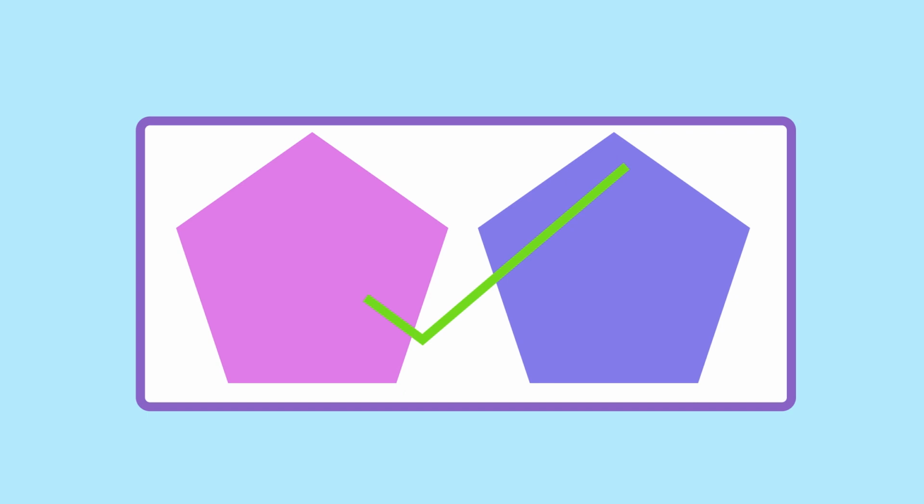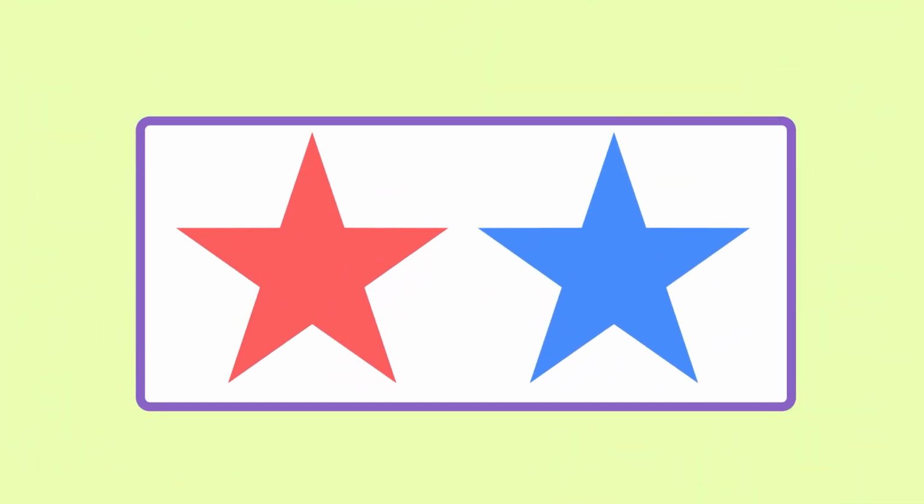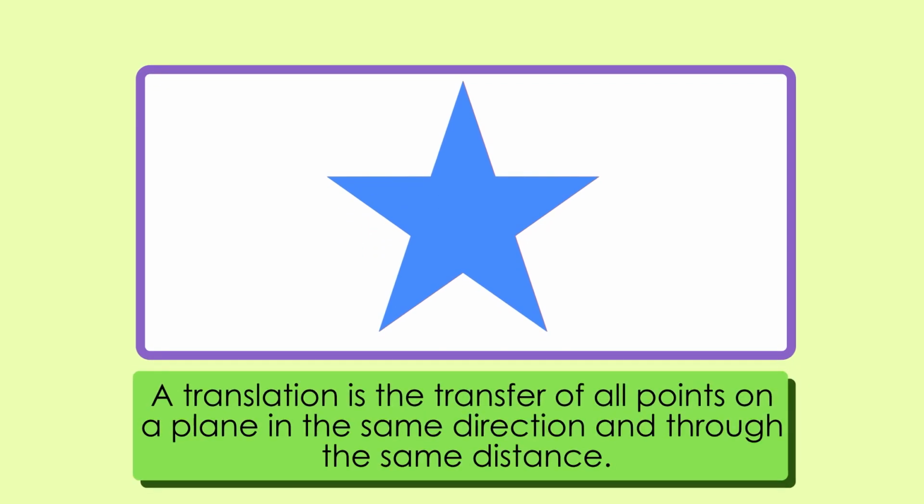Girls and boys, now let's get into our discussion on one of the transformations, which is translation. Let's have a look at the movement of this object. What can you observe? Yes, the object moves and it does not change the shape and size. A translation is the transfer of all points on a plane in the same direction and through the same distance. It does not rotate or change in size. The shape and size of the image is the same as the object.